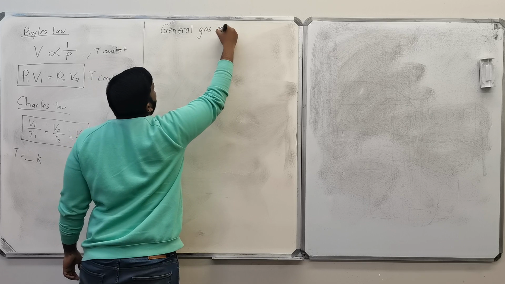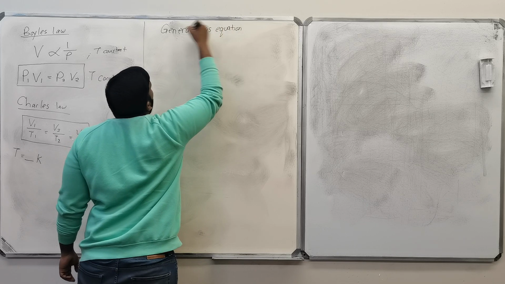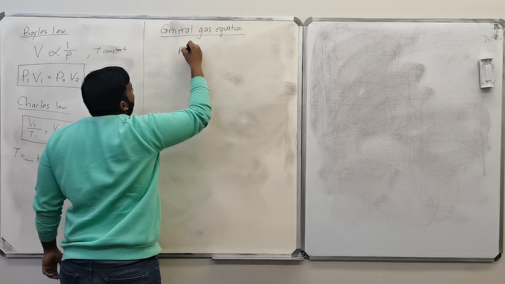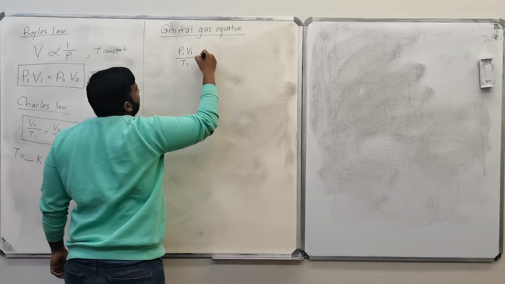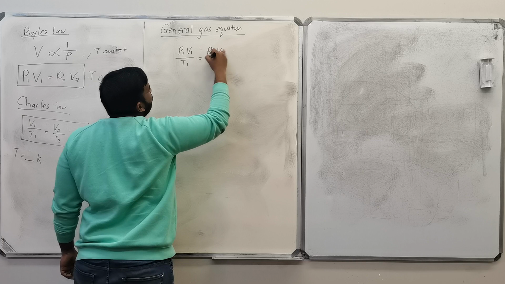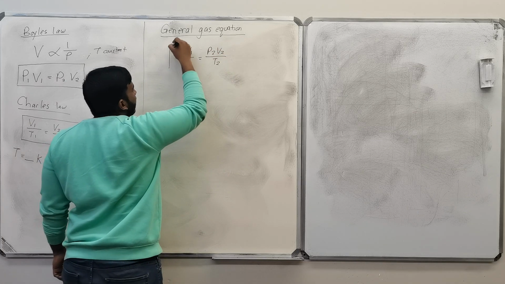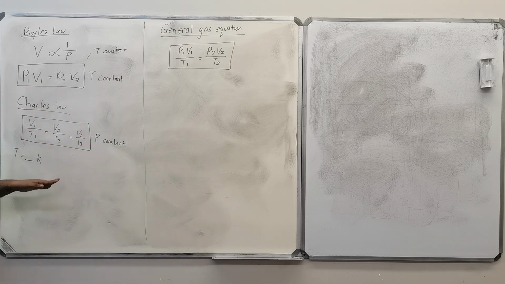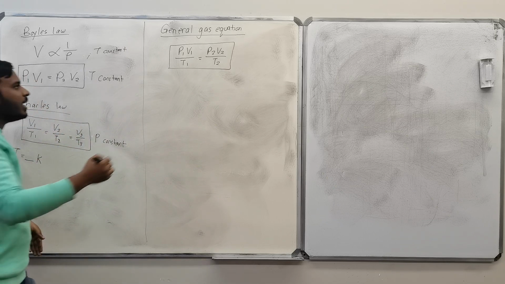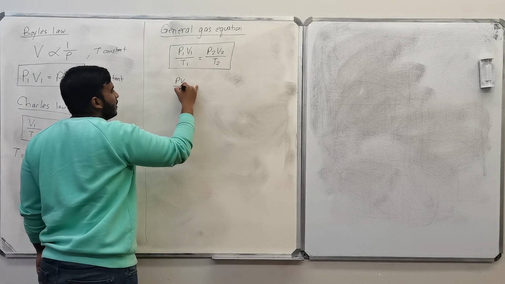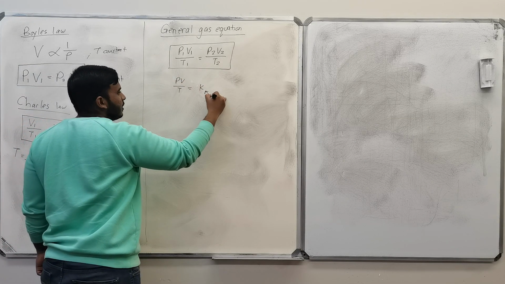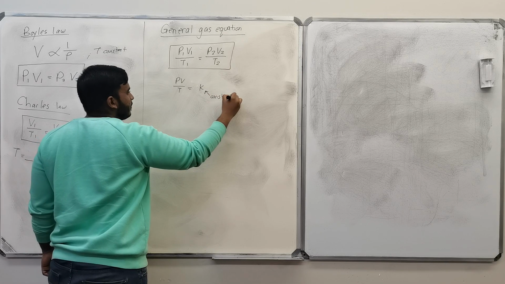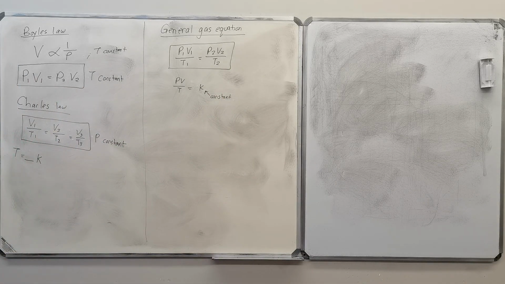gas equation, which says that P1 V1 over T1 is equal to P2 V2 over T2. Okay, this is it. It's basically like a combination of Boyle's law and Charles' law. Okay, and then sometimes they say that P V over T is equal to a constant. Okay. All good so far, right? Yes. Okay. So let's look at it in an example.